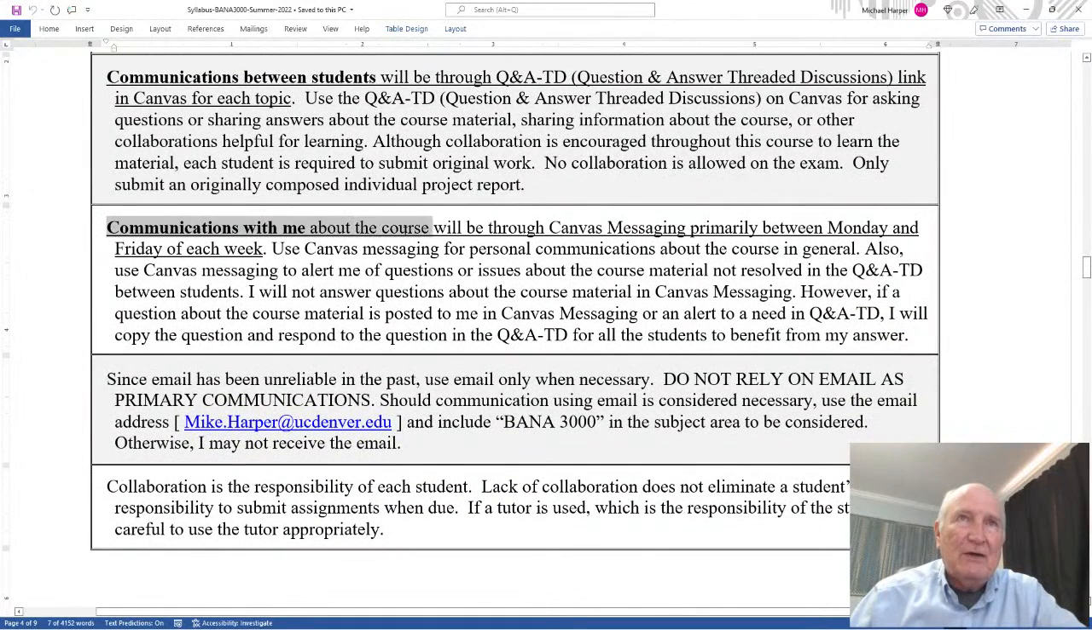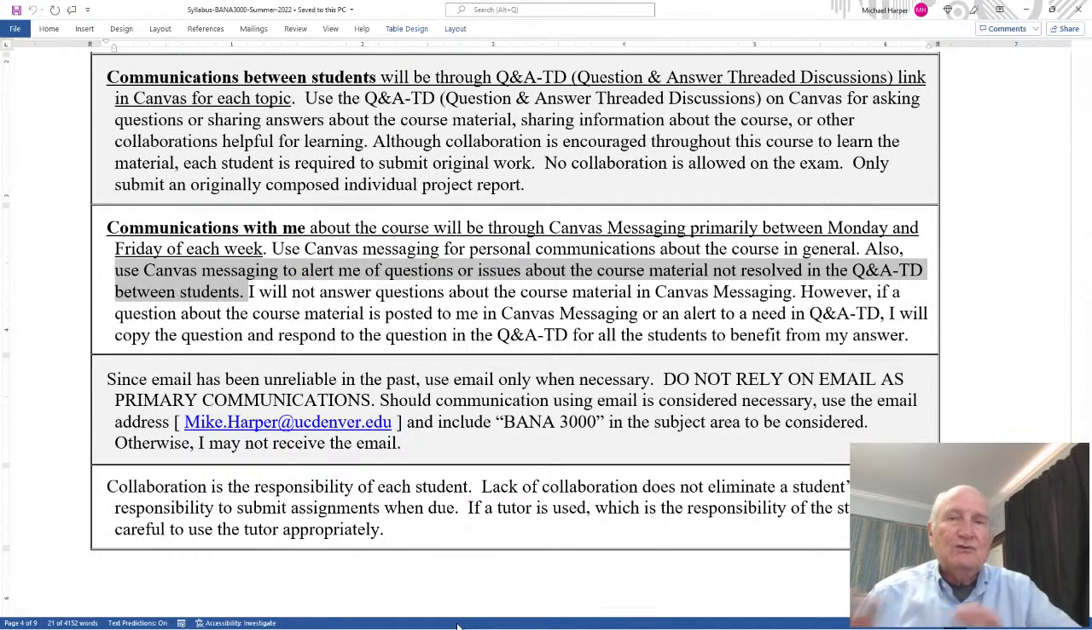Communications with me about the course will be through Canvas messaging, primarily, between Monday and Friday of each week. I'll be watching for it. Use Canvas messaging for personal communications about the course in general. Also use Canvas messaging to alert me of questions or issues about the course material not resolved in the question and answer threaded discussion between students. So if there's something through the week that hasn't worked out, and you need me to be part of it, alert me in Canvas messaging, because I will not be there all the time unless I'm asked to come.